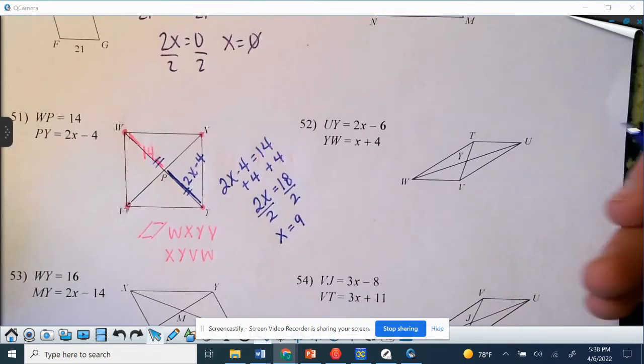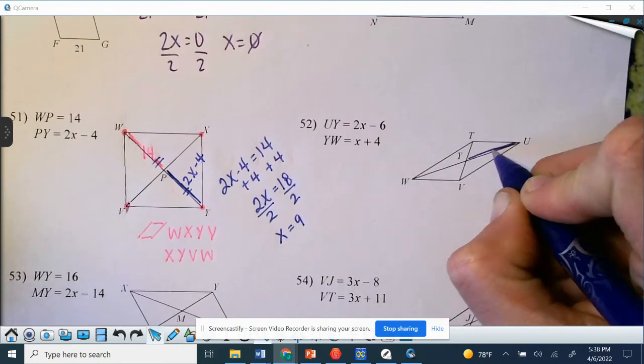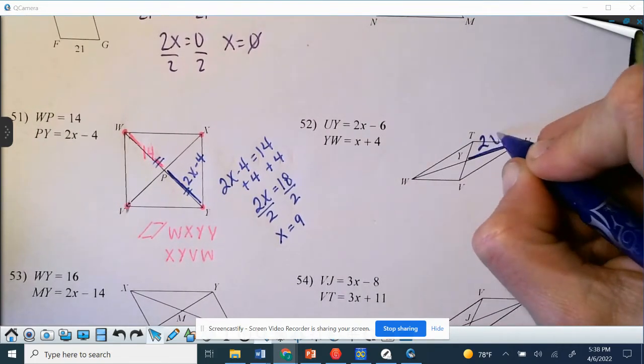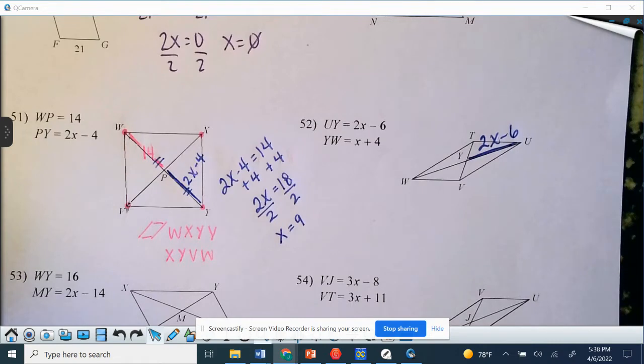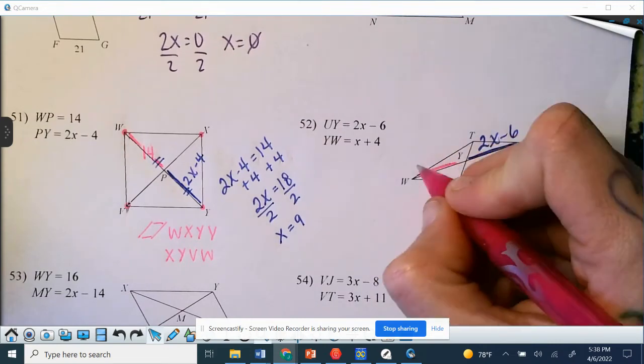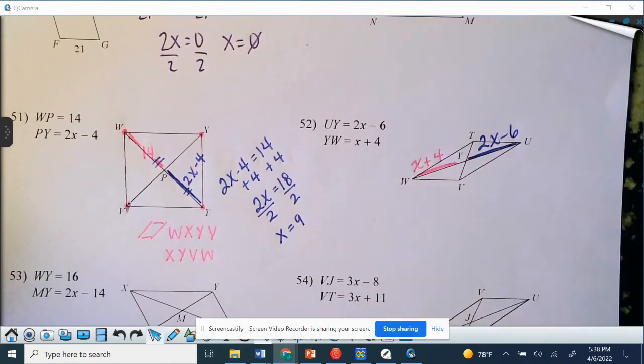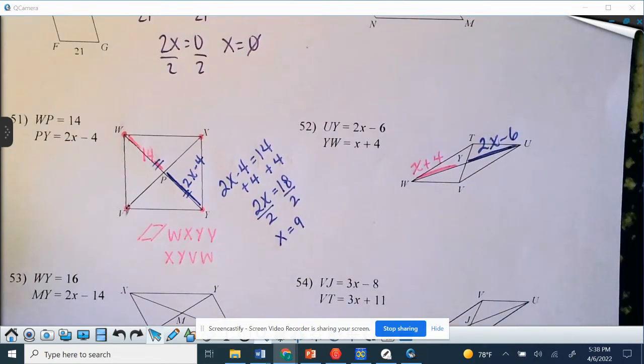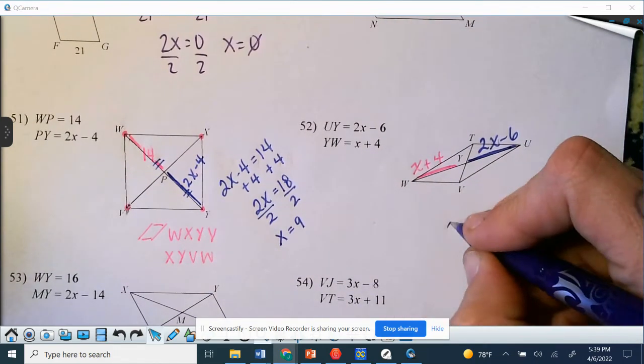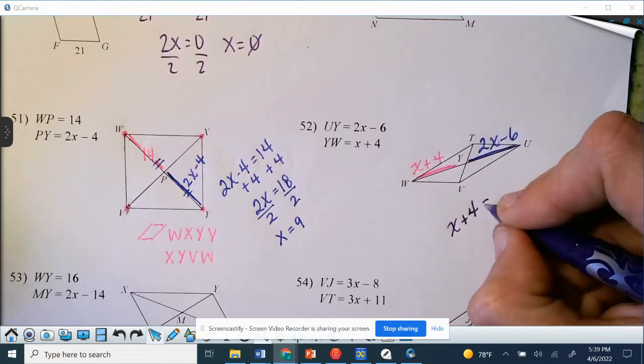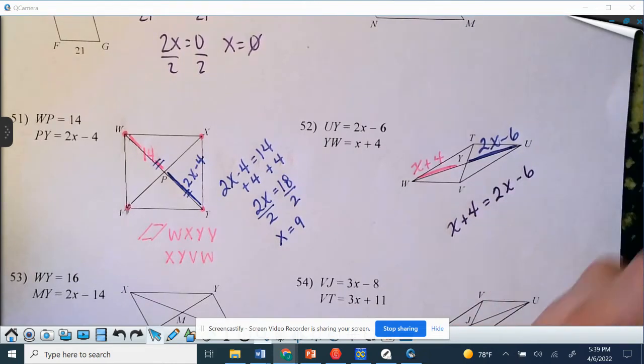So UY is going to be 2x minus 6, and YW is x plus 4. Now again, these diagonals bisect each other, so I know that they're equal to each other. So we're just going to set it up algebraically equal to each other. x plus 4 equals 2x minus 6, and then we're going to solve.